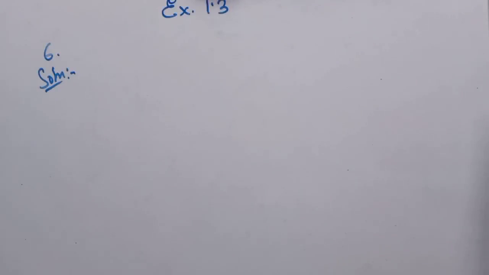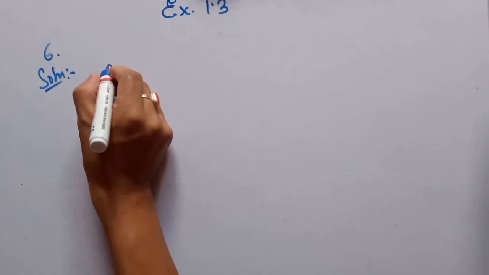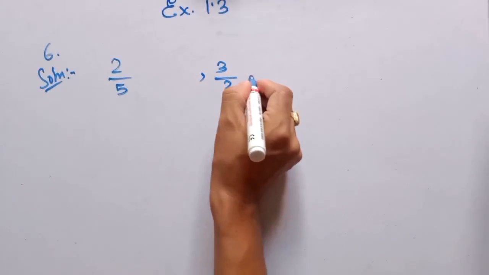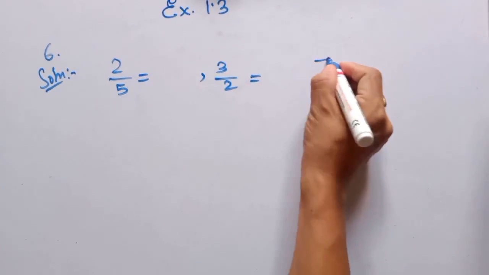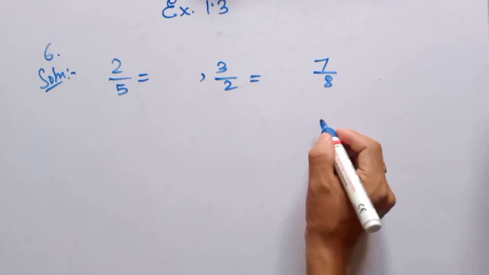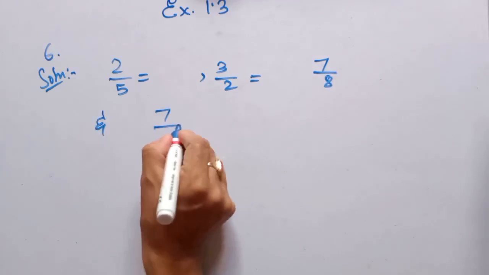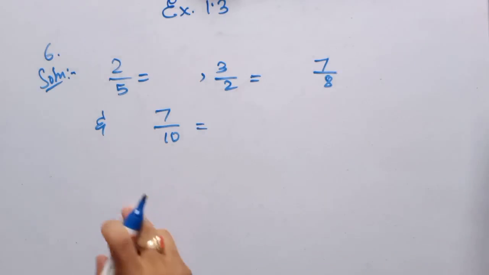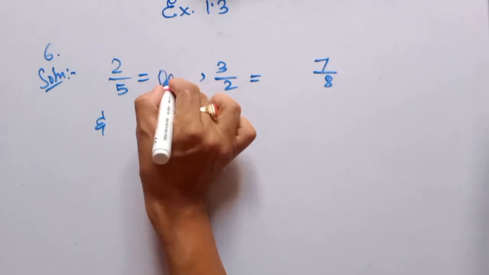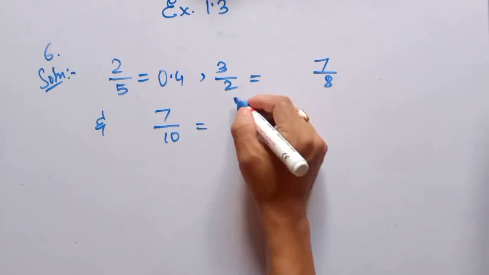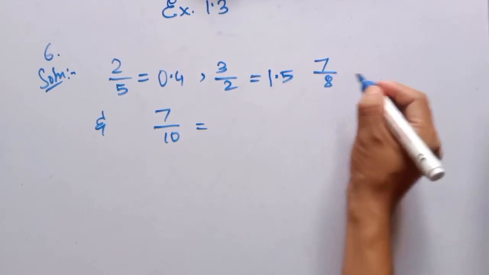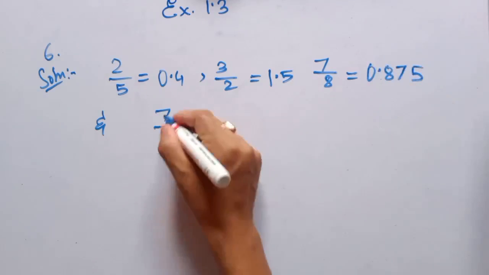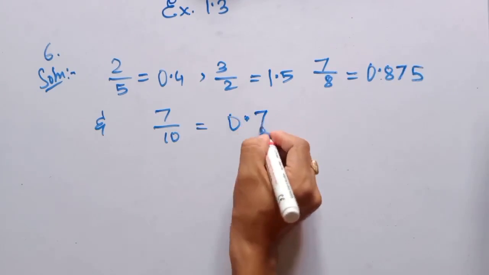To answer question number 6, let us take 4 numbers, 2 by 5, 3 by 2, 7 by 8, and 7 by 10 as our examples. So 2 by 5, after converting into decimal, we will get 0.4. 3 by 2, after converting into decimal, we will get 1.5. And 7 by 8 is equal to 0.875. And 7 by 10, of course, is equal to 0.7.